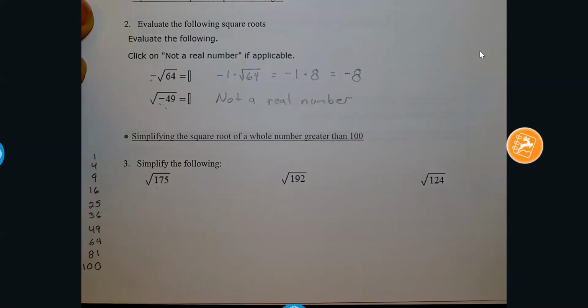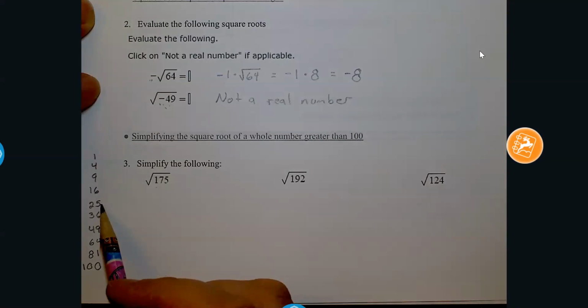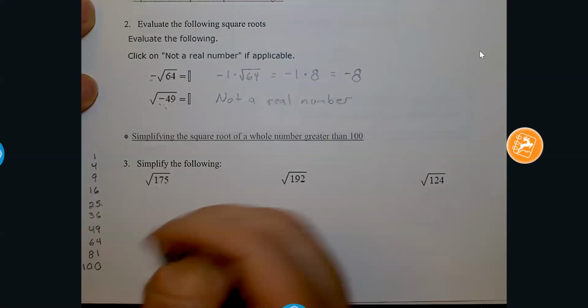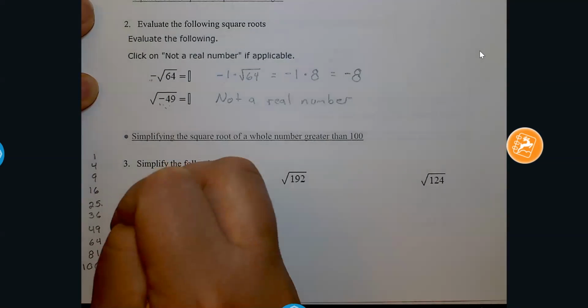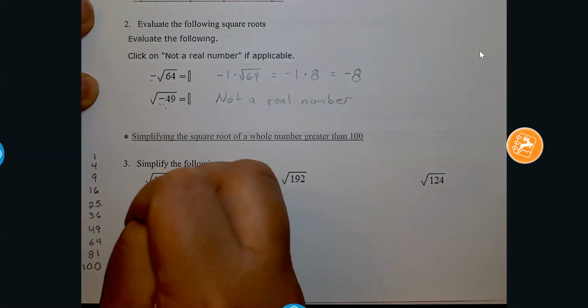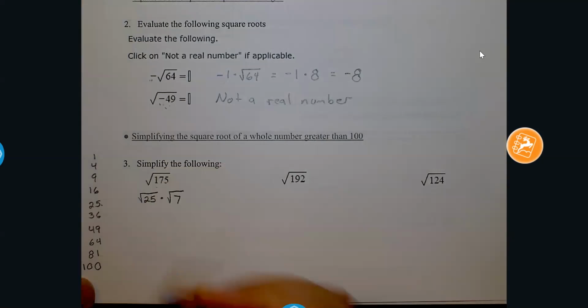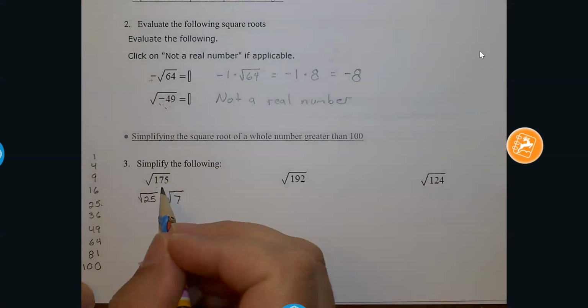No, it does not. Does 49? No. Does 36? No. Does 25? So 175 divided by 25 would be 7. So I would write this as the square root of 25 times the square root of 7. Okay, 25 is the largest perfect square that divides evenly into 175.